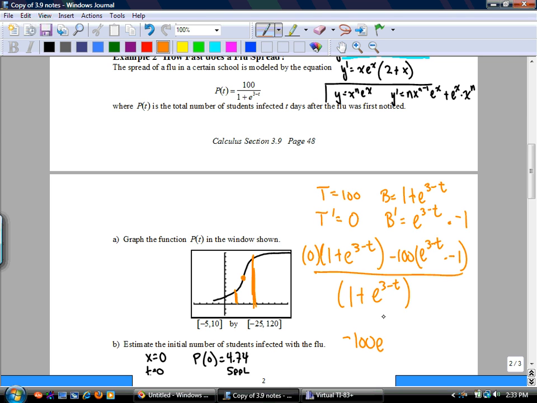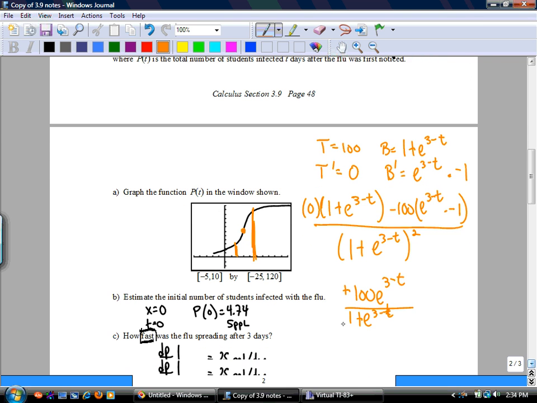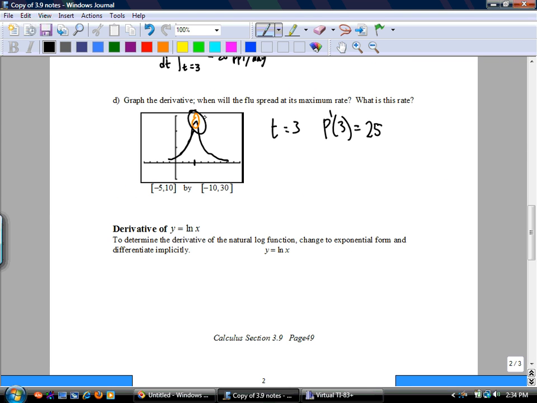If you were to graph this function, a negative up, that'd be a positive: e to the 3 minus t over 1 plus e to the 3 minus t, squared. To find out where the graph is horizontal, or going vertical, it's going really steep there, you would have to graph this and find its maximum, and that would give you that point right there. I'm not going to ask you to do that unless it's got a nice derivative. That derivative's a piece of smelly dog poop.